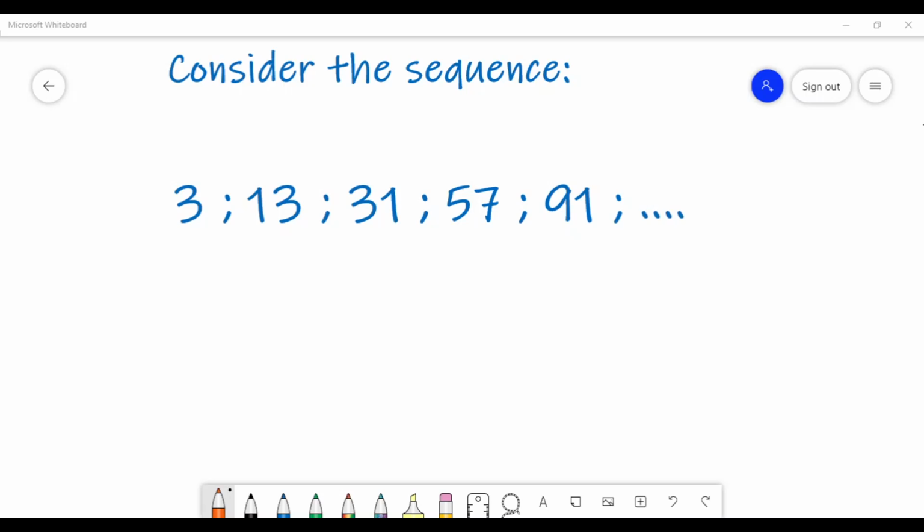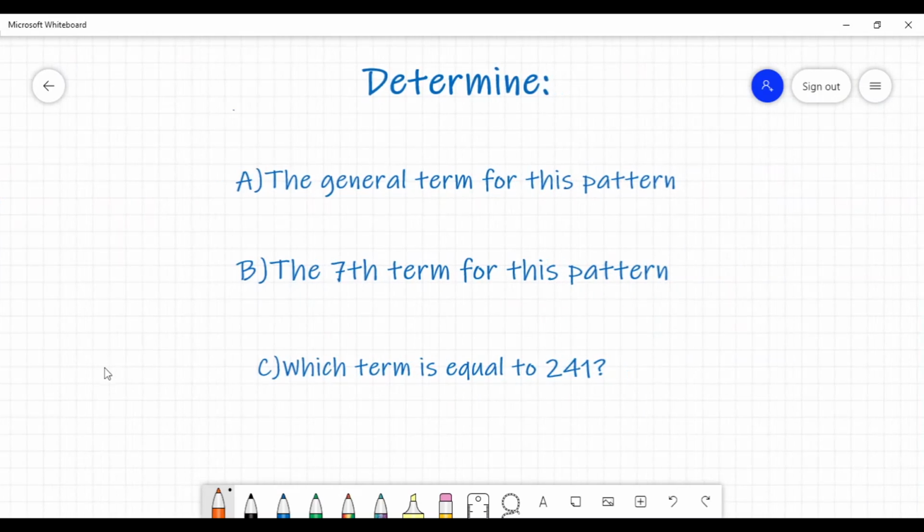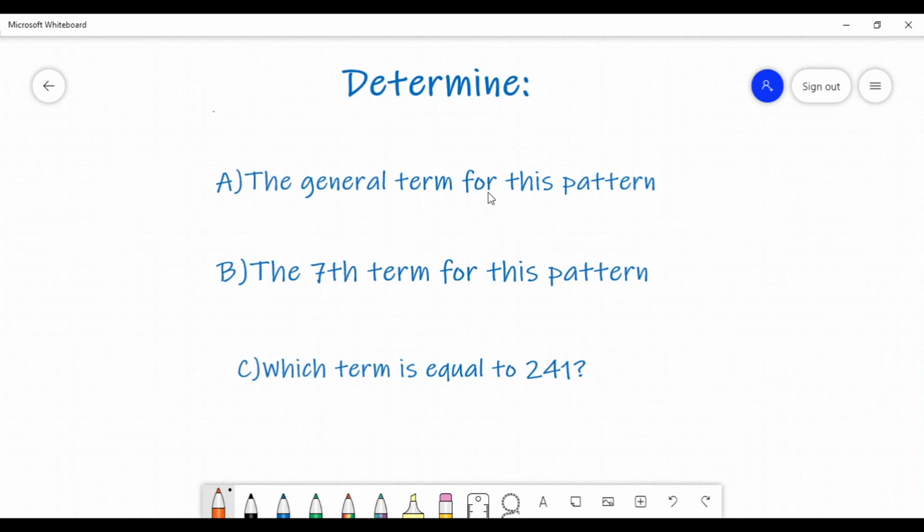All right, today we'll be looking at a quadratic sequence. We will be determining the general term for the quadratic pattern. We'll be determining the seventh term for the quadratic pattern, and we will also be determining which term on this quadratic pattern will be equal to 241.